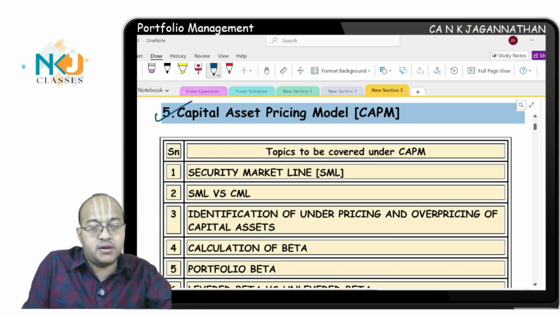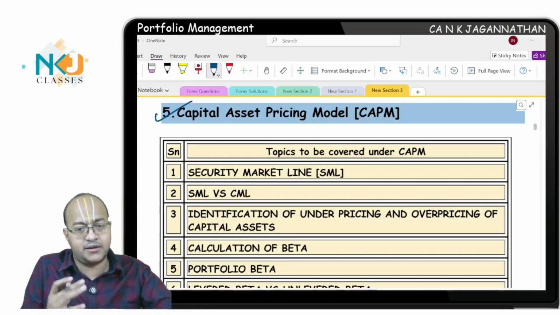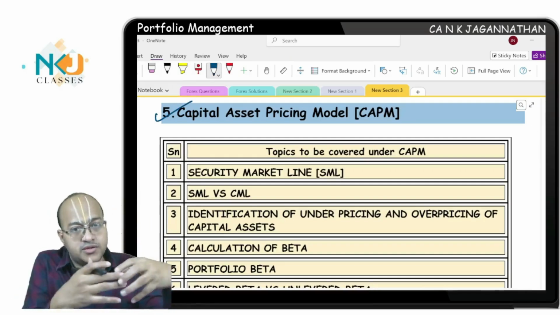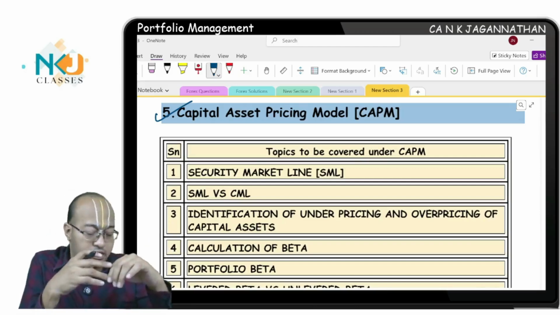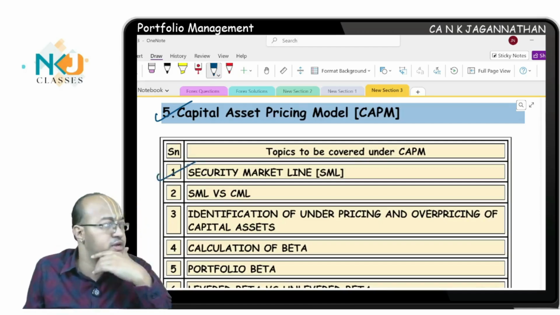Every attempt in the examination they test somewhere around 8 to 10 marks. Okay, either they directly ask questions from this area, or they will include the security valuation, equity valuation portion, and they may ask questions from combined area. Okay, so what are the things to be discussed here? One is security market line. We will start with security market line.